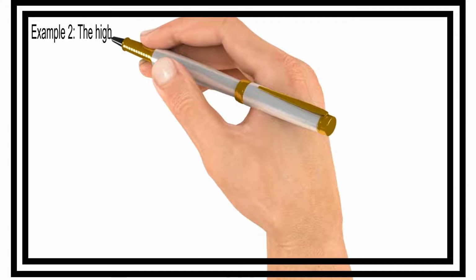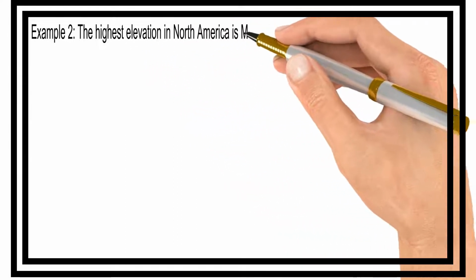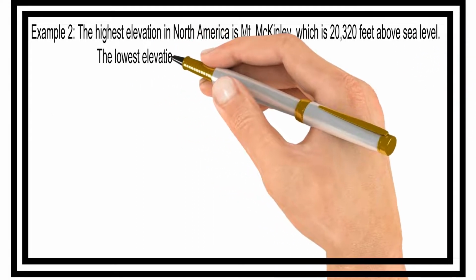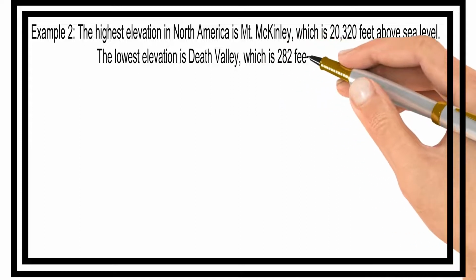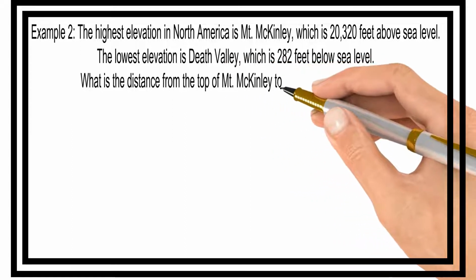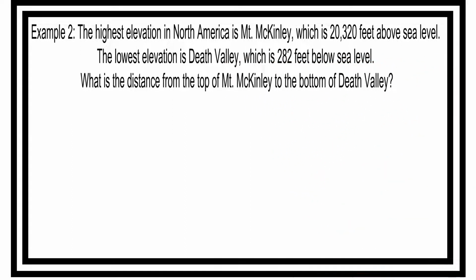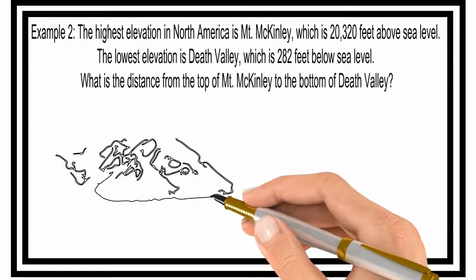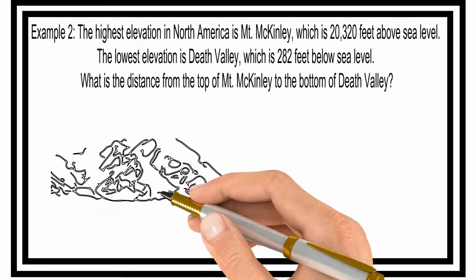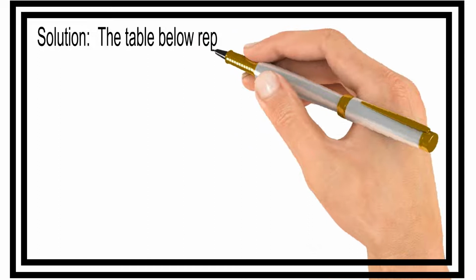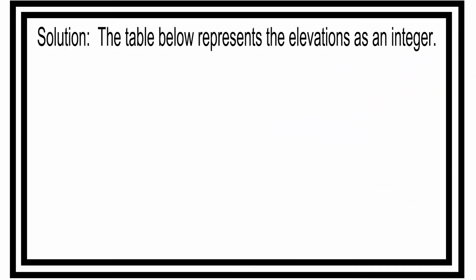Example 2. The highest elevation in North America is Mount McKinley, which is 20,320 feet above sea level. The lowest elevation is Death Valley, which is 282 feet below sea level. What is the distance from the top of Mount McKinley to the bottom of Death Valley? Solution. The table below represents the elevations as an integer.